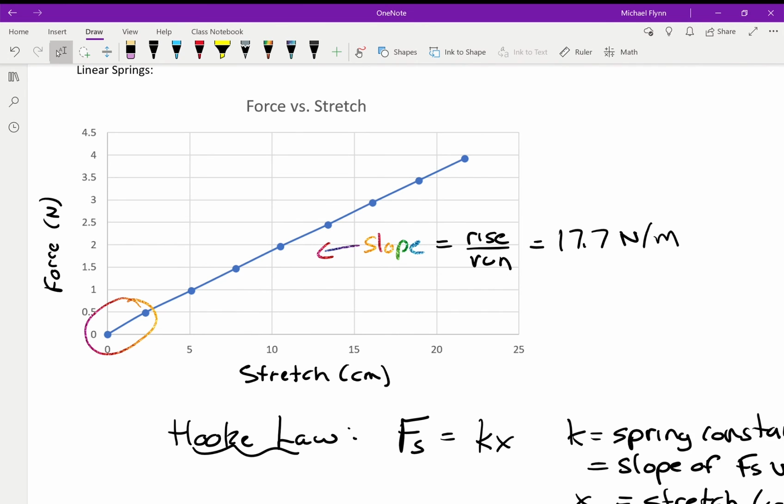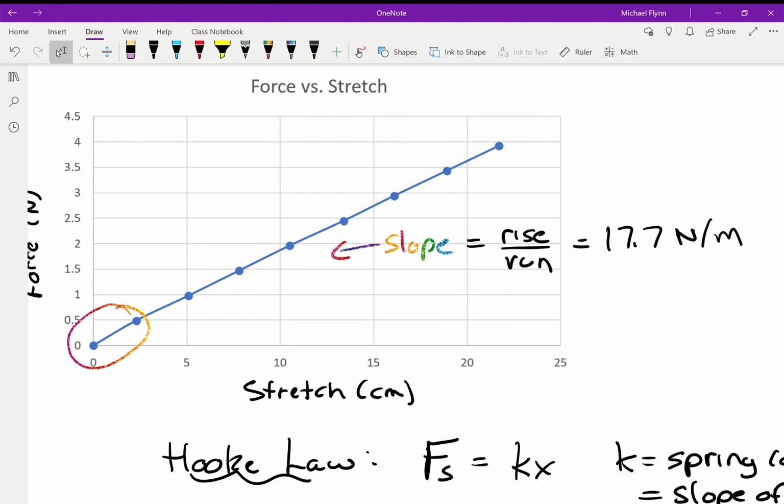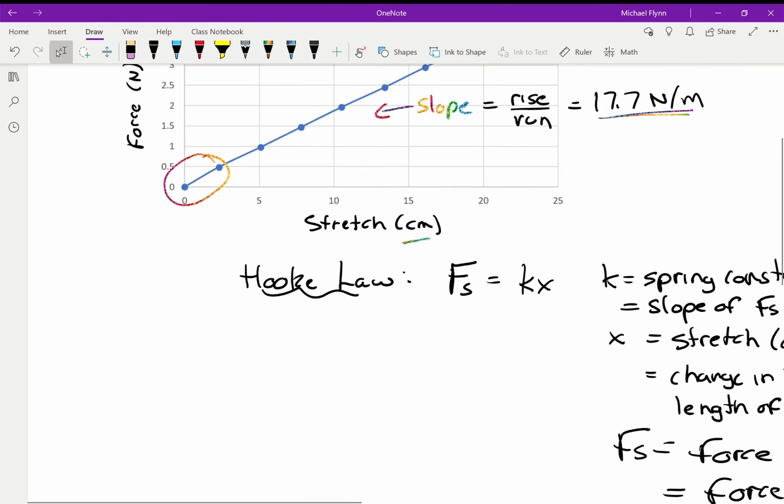Okay, now I asked you to measure the slope. So slope is just rise over run. I got 17.7 newtons per meter. Notice I converted the centimeters to meters. Now I didn't when I drew the graph, but when I found the slope, I did that to put it in standard units. Okay. All right.